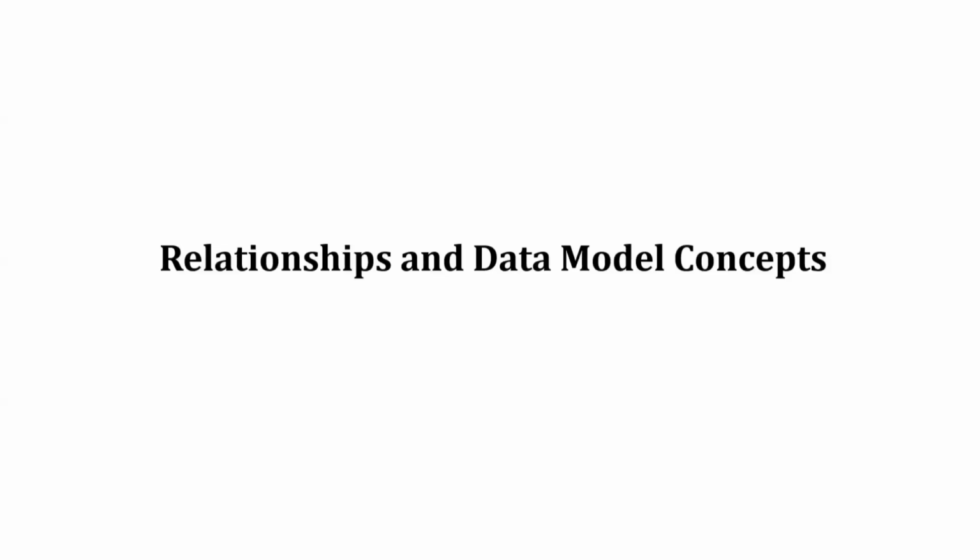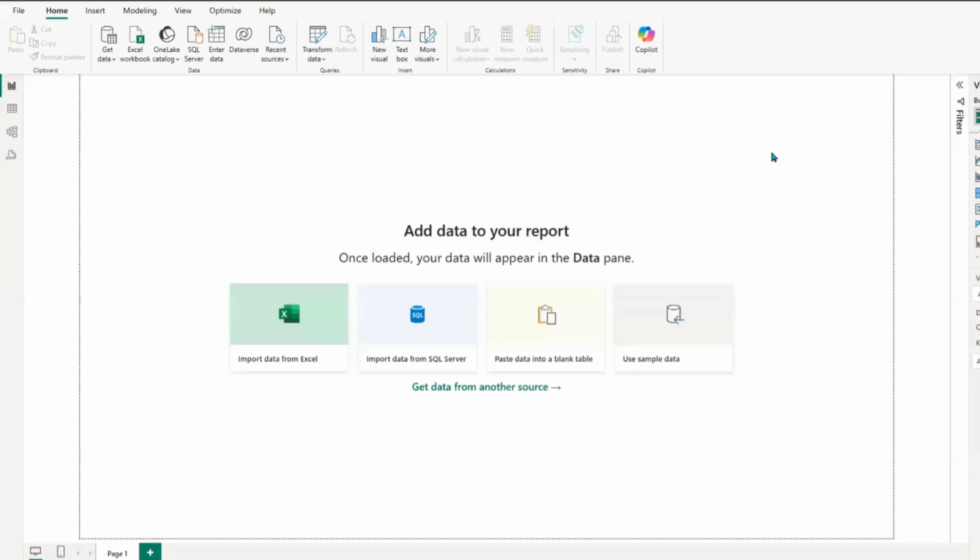And what we're looking at today is relationships and data model concepts. So today we're talking about relationships and data modeling. So far, we've been talking about importing a table and then working with that particular table. What if in real life you have more than one table? You have 2, 3, 4, 7, 20 tables, and you want these tables to communicate amongst each other.